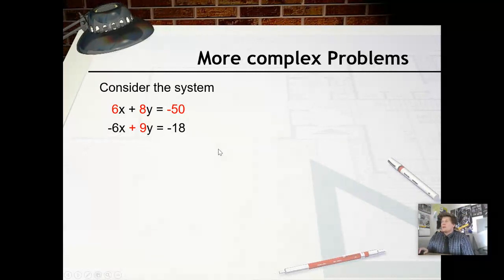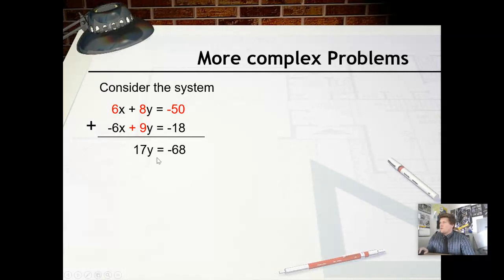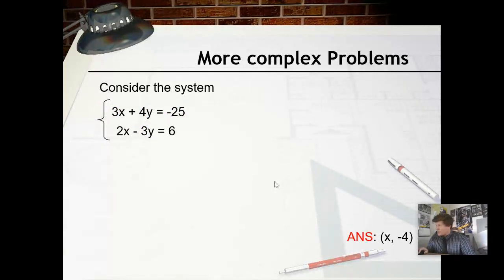I got 8y plus 9y, which makes 17. The negative 50 plus negative 18 makes negative 68. Solve for y by dividing by that 17. Negative 68 divided by 17 becomes negative 4. So we have half of our answer. We have that y equals negative 4. Now let's use that and plug it back in to find x. Looking at our original system, which one looks easier to you? I'm going to plug it into the bottom one. I have a 2 and a 3 instead of a 3 and a 4, and a 6 is way smaller than a 25. So I'm going to plug it into the bottom one.